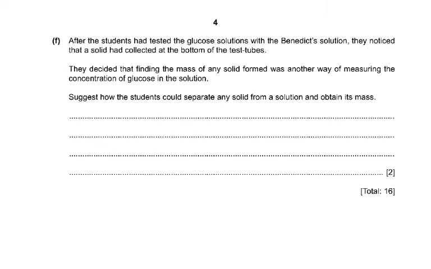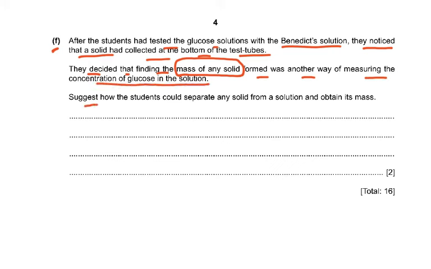Now coming to the last part of the question, part F. After the students had tested the glucose solution with the Benedict solution, they noticed that a solid had collected at the bottom of the test tube. They decided that finding the mass of any solid formed was another way of measuring the concentration of glucose in the solution. Suggest how the students could separate any solid from a solution and obtain its mass.